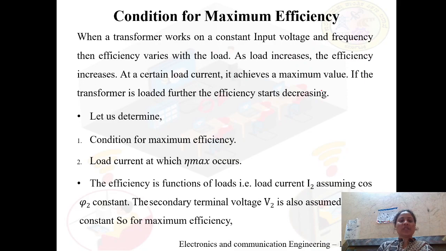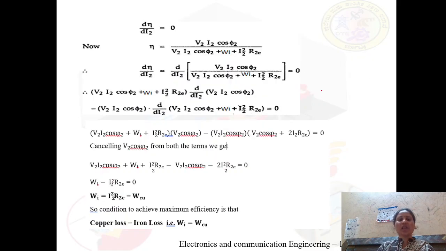Next, what is the condition for maximum efficiency? We know that efficiency mainly depends on the load current, which is I2. Therefore, in order to derive the expression for the maximum efficiency condition, let us differentiate the efficiency with respect to I2 and equate it to 0 according to the maxima theorem. And from this, we can find that iron loss is equal to copper loss.